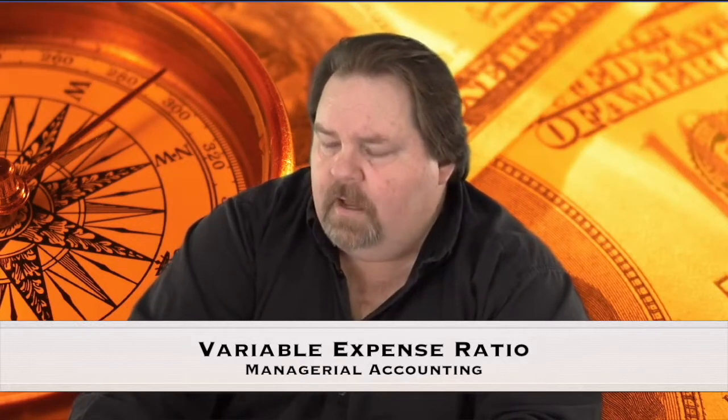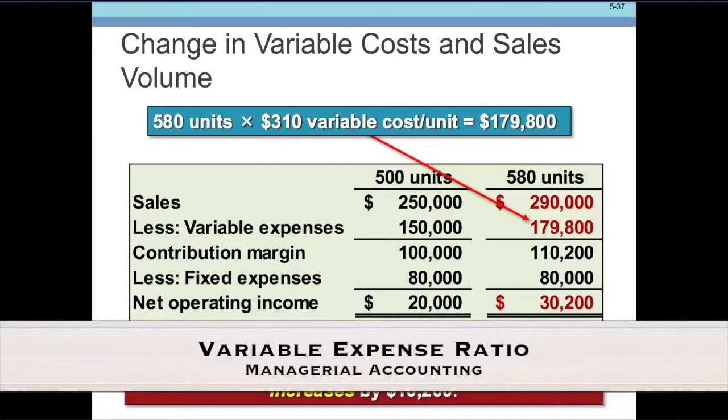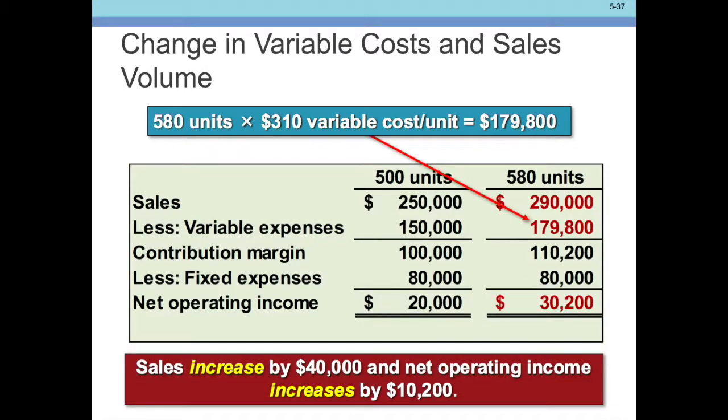If you put it into a spreadsheet here, you can look at it as sales. Sales go from 250 to 290. Variable expenses are no longer 300, they're 310, and 580 units times 310 is 179,800. We have a larger contribution margin. We have same fixed expenses, but we have much higher net operating income of 30,200. So a sales increase of $40,000 in this case has increased our net income by $10,000. And so that is something we would want to do.